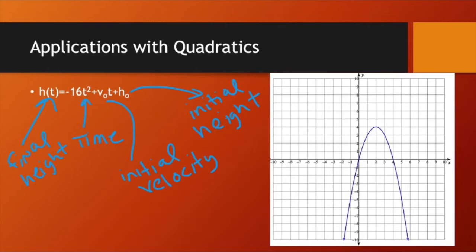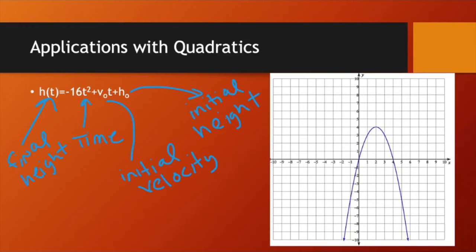Okay? What has to do with the 16? The 16 is the coefficient of gravity. So because we're here on Earth, it's a negative 16, because gravity is pulling down. So that's the speed of it being pulled down? That is the coefficient of how much it's being pulled down, yes. Okay.